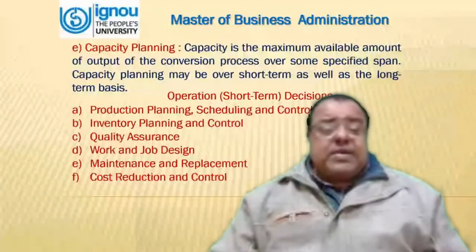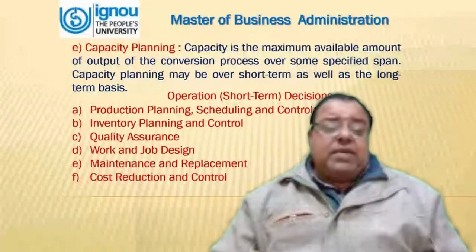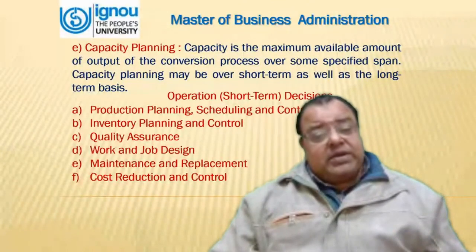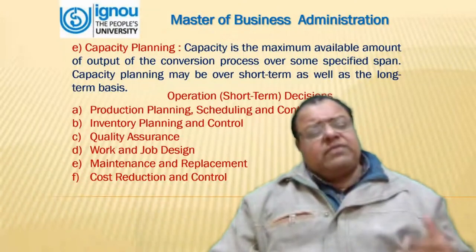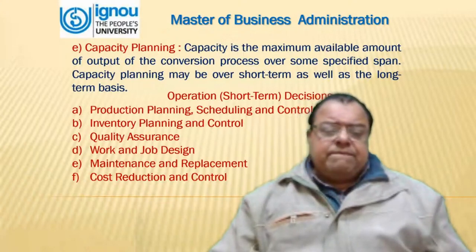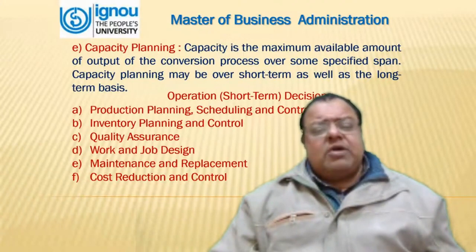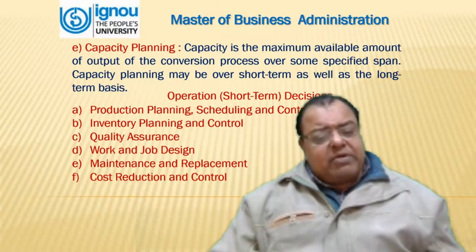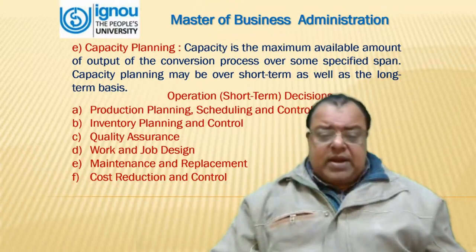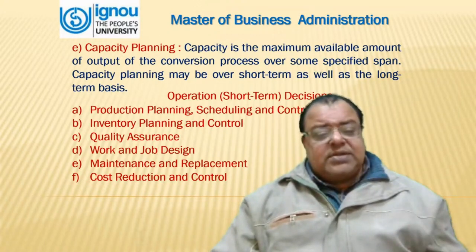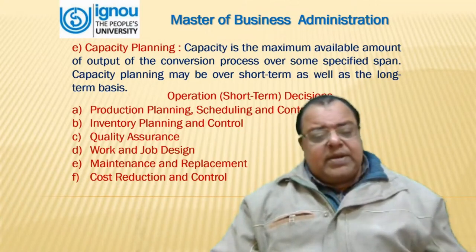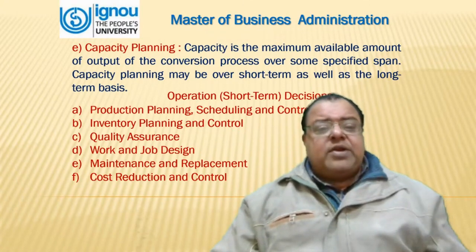The first one is capacity planning. Capacity is the maximum available amount of output of the conversion process in some specified span. Capacity planning may be over short term as well as long term basis. If we talk about operations and short term decisions, that includes production planning, scheduling and controlling, inventory planning and control, quality assurance, job and work design, maintenance and replacement, and cost reduction and control.